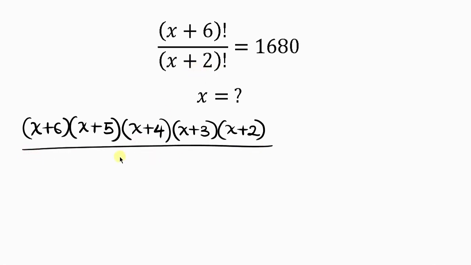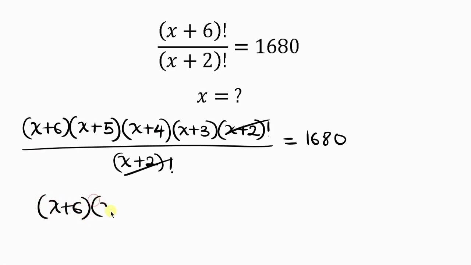So all over (x + 2)!. So this is equal to 1680. Now notice that (x + 2)! will cancel out (x + 2)!, leaving behind x + 6 times x + 5 times x + 4, and then lastly times x + 3. And this is equal to 1680.